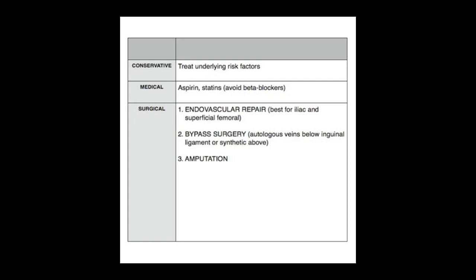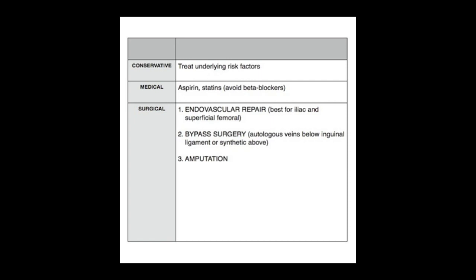If this fails, then bypass surgery may be an option. This involves using a graft to bypass the affected area of the artery in order to provide an alternate route for blood flow. The bypass may be made using a reversed vein, the vein being reversed to prevent blockage of blood flow by the valves, or by using a synthetic graft.